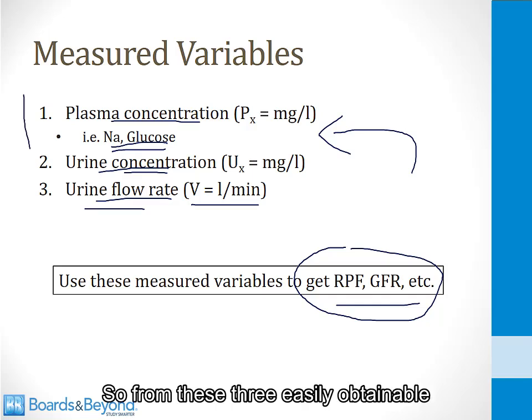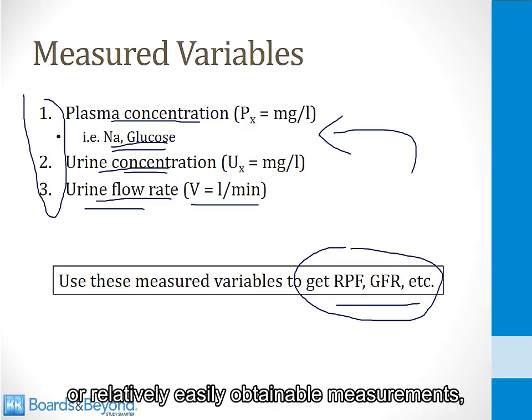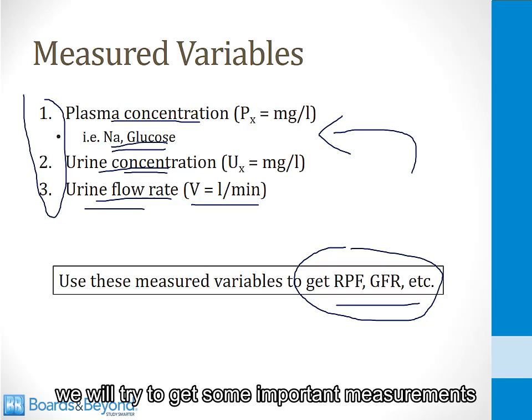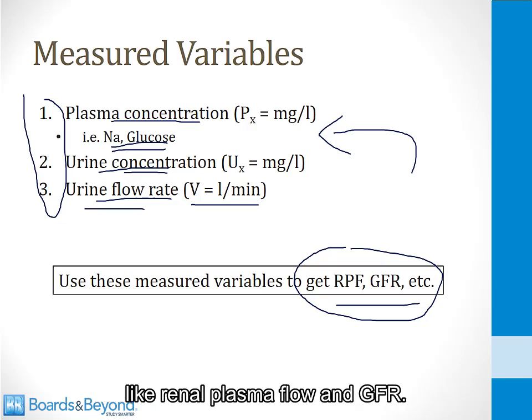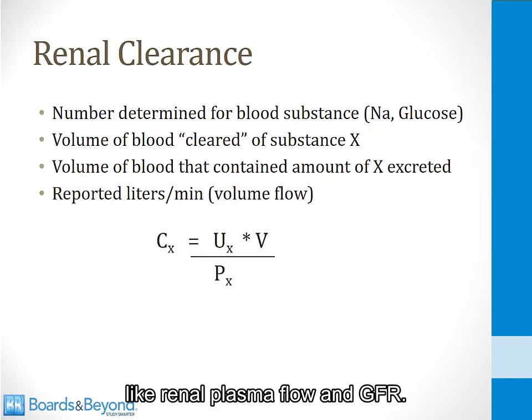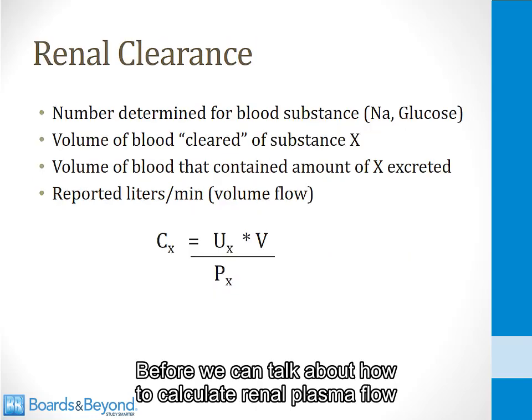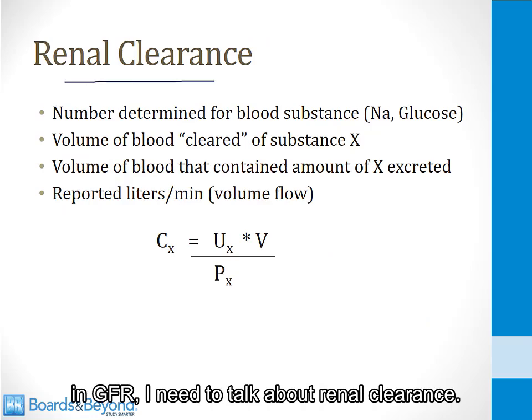So from these 3 easily obtainable, or relatively easily obtainable, measurements, we will try to get some important measurements of what's going on in the kidneys, like renal plasma flow and GFR. Before we can talk about how to calculate renal plasma flow and GFR, I need to talk about renal clearance.